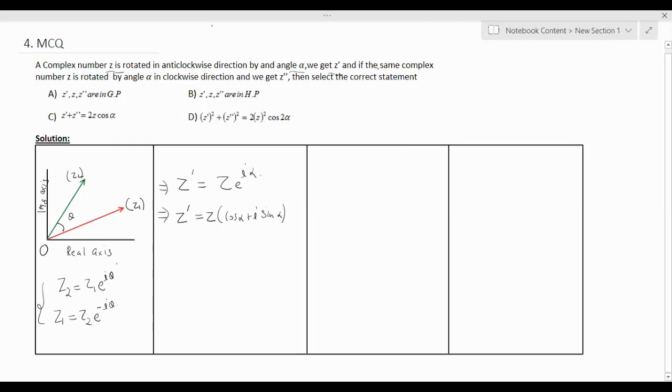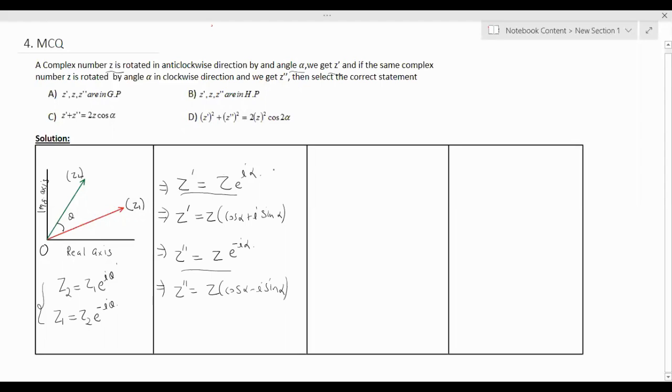Similarly, now let's proceed for z double dash. If the same complex number is rotated by an angle alpha in the clockwise direction, you get z double dash. So remember this: if you're rotating clockwise, then you multiply with a negative angle, so you will have e^(-i alpha). So z dash and z double dash you should be able to get with this relation. Now again I'm writing in the form of polar, so this will be cos alpha minus i sin alpha. So basically by writing this, you have all the information to proceed with the options.